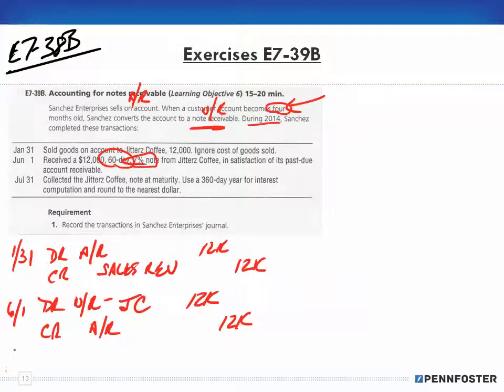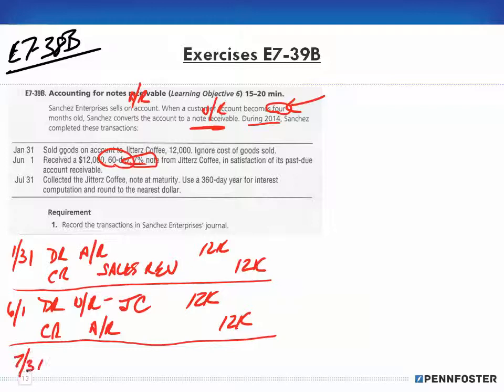Then on July 31st, collected the Jitzer Coffee note at maturity. June 1st to July 31st is 60 days. Use a 360-day year for the interest computation and round to the nearest dollar.